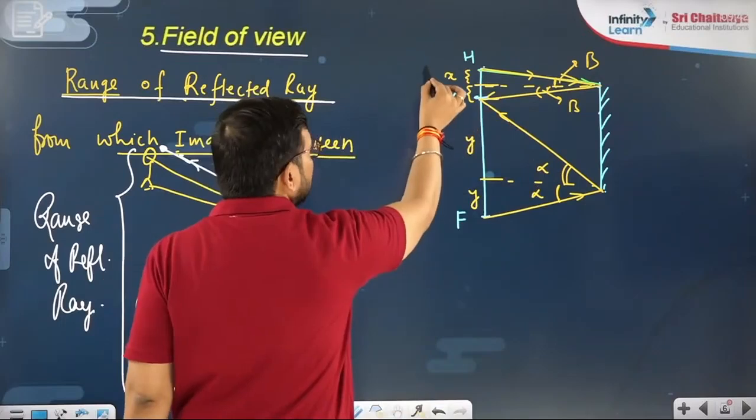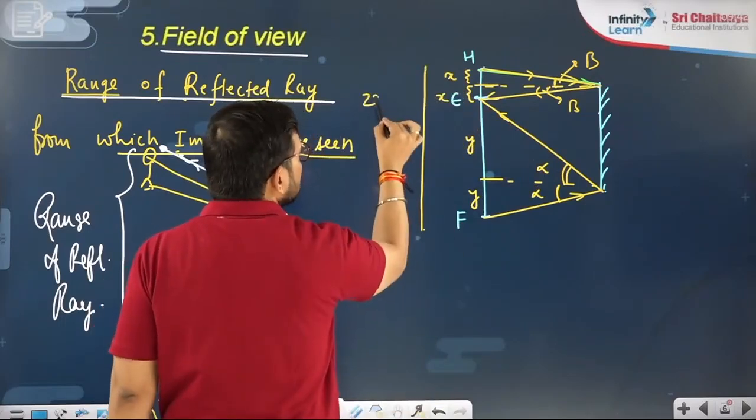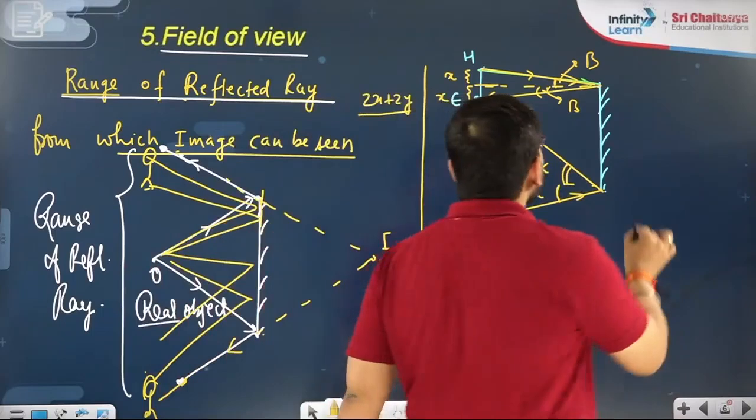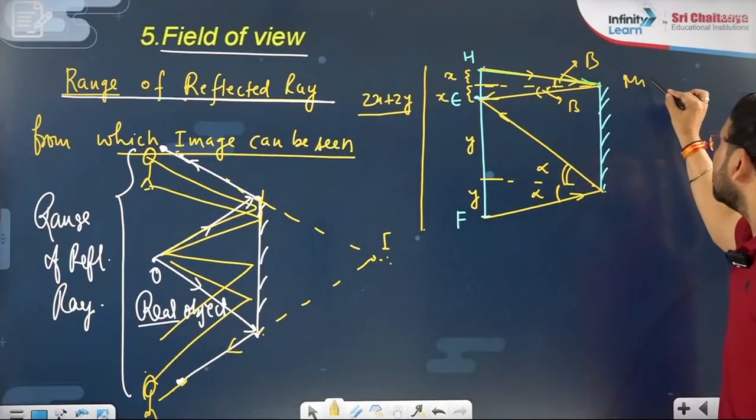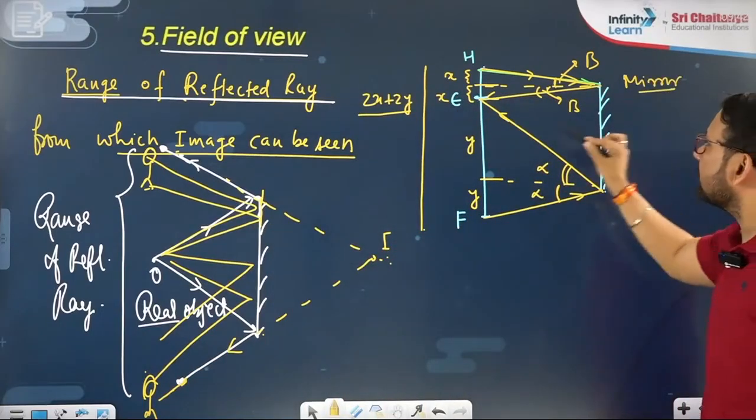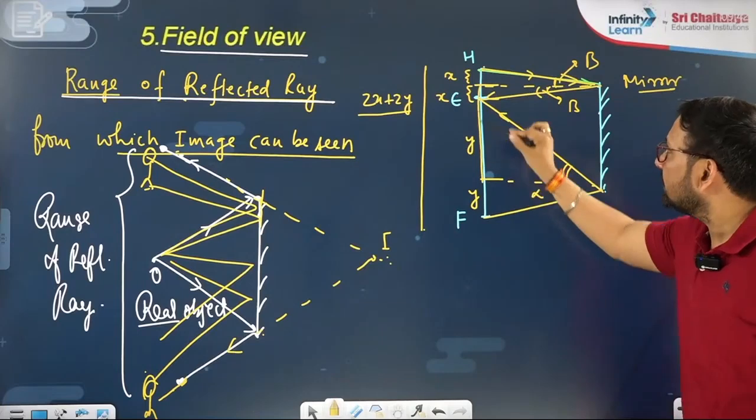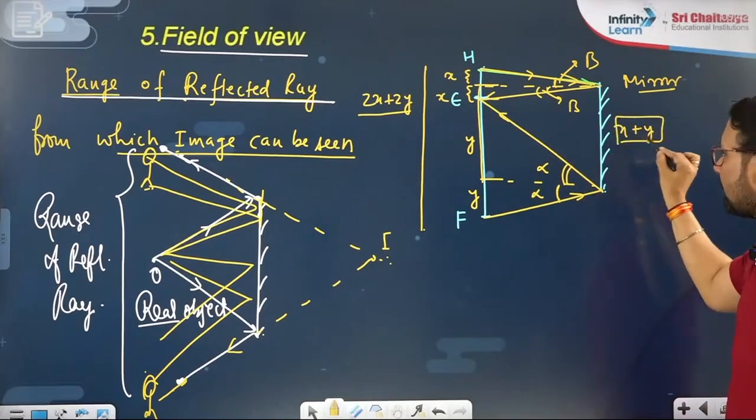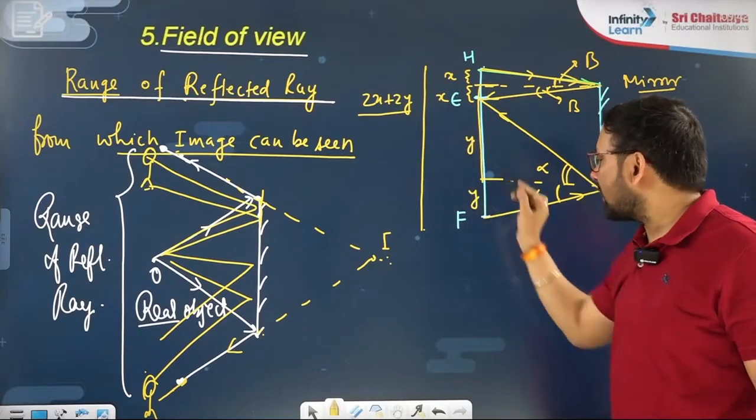So the total height of that person becomes 2x plus 2y. Whereas if you see the height of the plane mirror, from here to here, it is only x plus y. It means the person's height is twice the mirror's height.